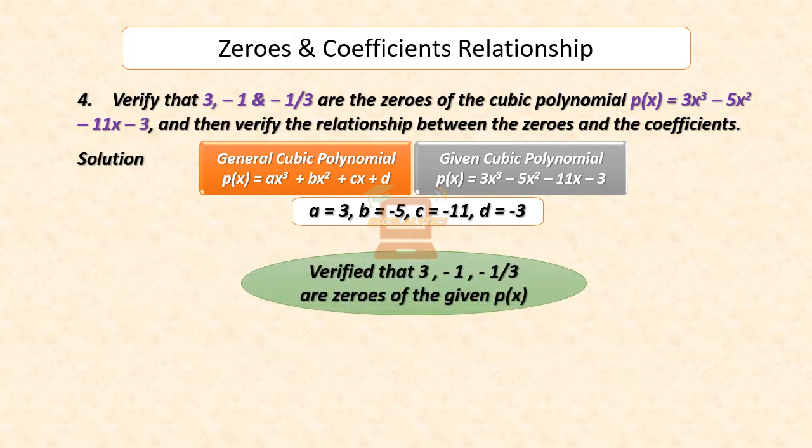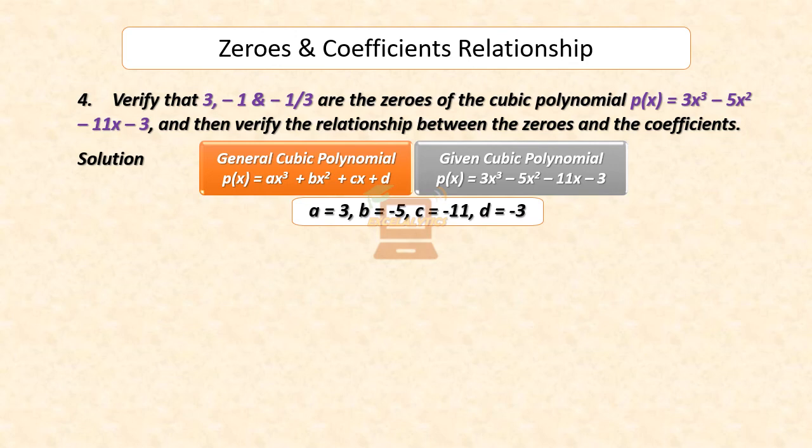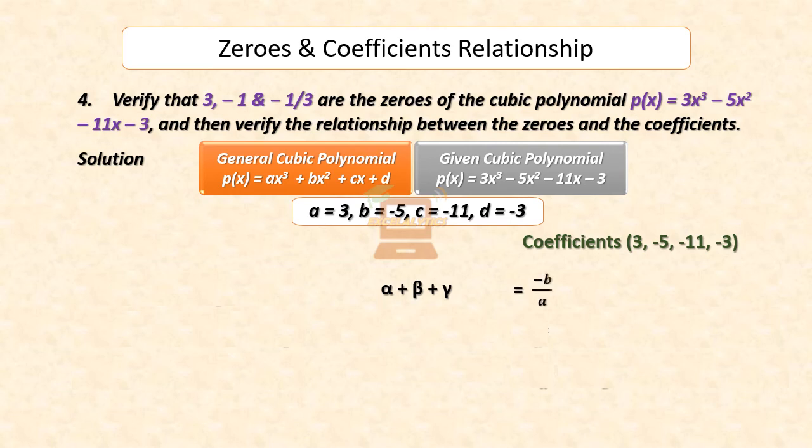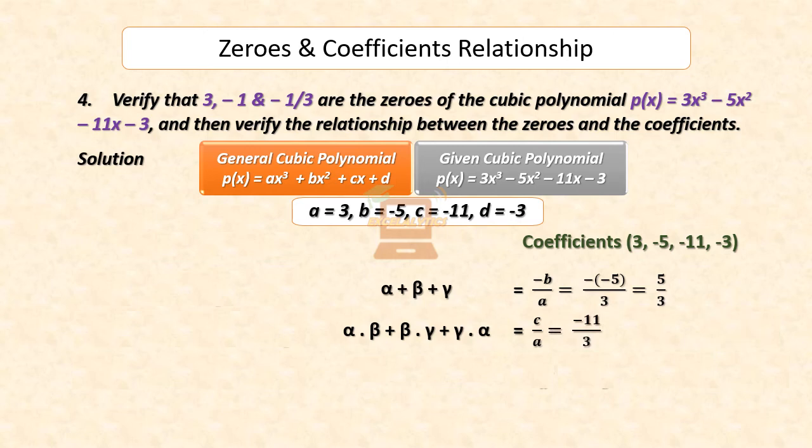Hence, we have verified that 3, minus 1 and minus 1 by 3 are the factors or zeros of the given cubic polynomial. Now we know for a cubic polynomial ax cubed plus bx squared plus cx plus d, the relationships are as follows. Sum of the zeros equals negative ratio of b to a, that is minus of minus 5 by 3, that is 5 by 3. Product of the zeros taken 2 at a time equals c by a, that is minus 11 by 3. Product of the zeros taken all 3 together equals minus d by a, that is minus of minus 3 by 3, that is 1.